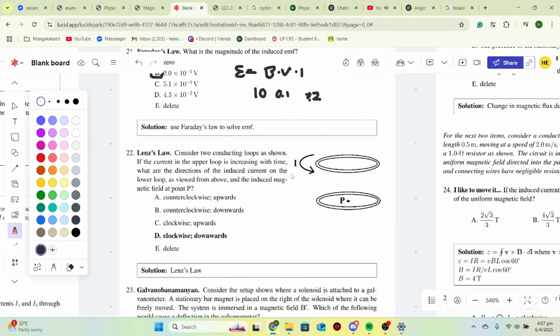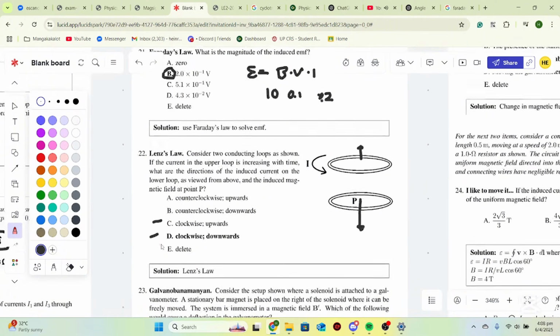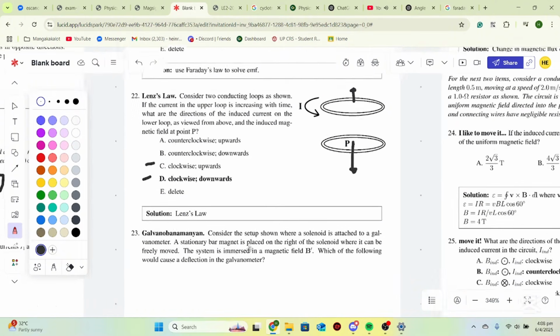So if you're looking at this from the top, this is moving in a counterclockwise direction. That's why this is clockwise, 100%. Since if you use the right hand screw rule and you follow the current with your fingers, the magnetic field is pointed up here. So that means it has to be down here. So that's why it's clockwise downwards.